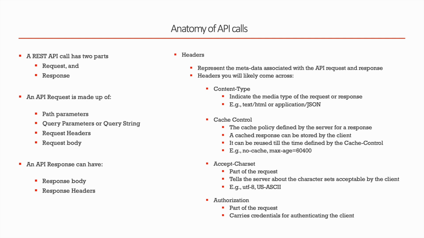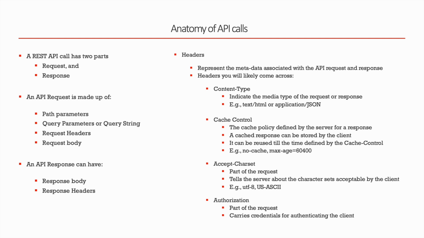Headers represent the metadata associated with the API request and response. While there are various headers for a REST API call, you will likely come across the following headers more often. Content type indicates the media type of request or response. It tells the server or the client the type of request they are getting. For example, if you receive a JSON object as a part of your response, it's highly likely that the response content type is application/JSON.